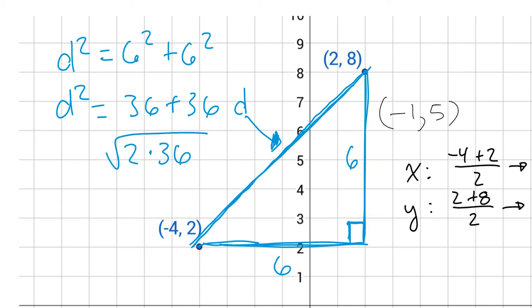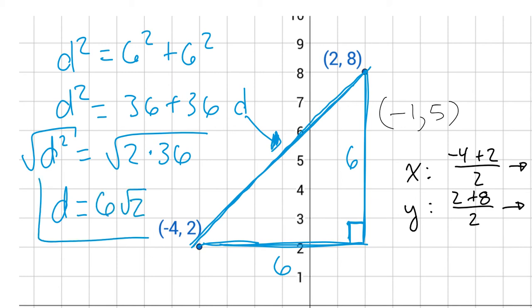And the reason why I write it like that is because I'm going to go ahead and take the square root of both sides. And I end up getting that d is root 36, which is 6. I get 6 times the square root of 2. So d is 6 root 2.